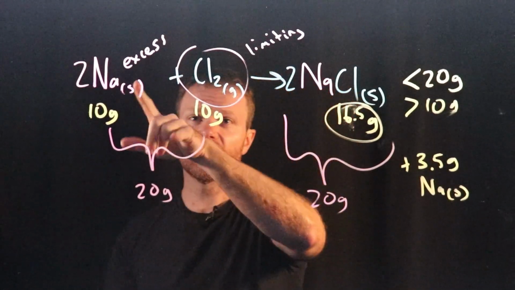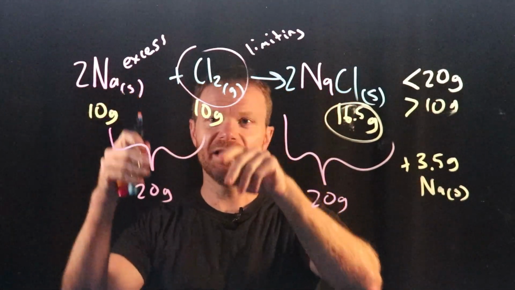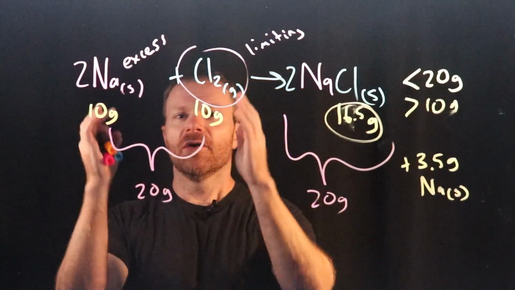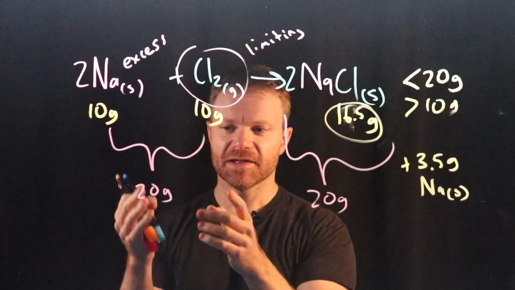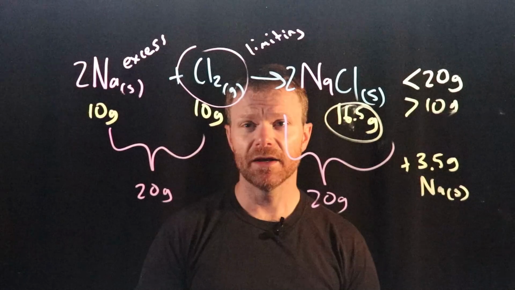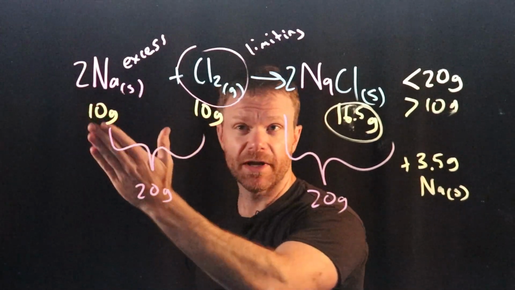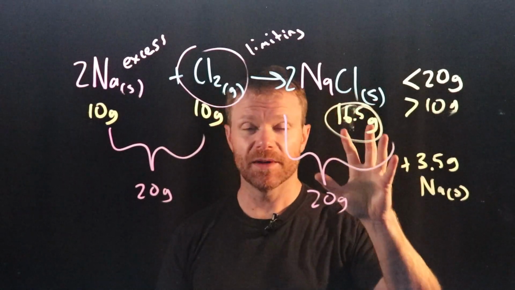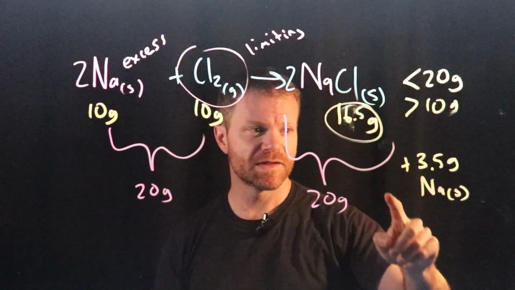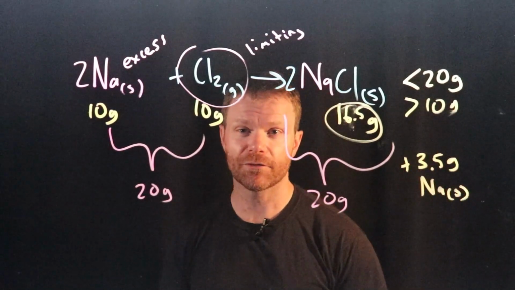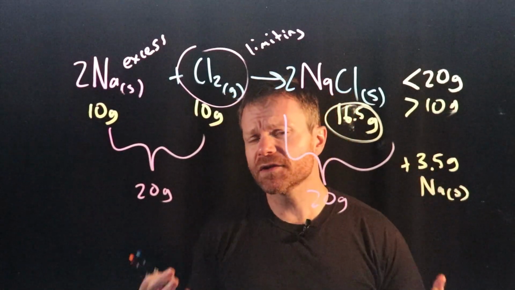Again, if our sodium and chlorine were perfectly calculated so that there was no excess reactant and no limiting reactant, we would use some amount, let's say 20 grams total of sodium and chlorine, and it would make 20 grams of sodium chloride. But because we have an excess reactant and a limiting reactant, we make some amount, 16.5 grams of sodium chloride, but we also have some amount of our excess reactant, sodium, left over, 3.5 grams. Let's look at some other examples.